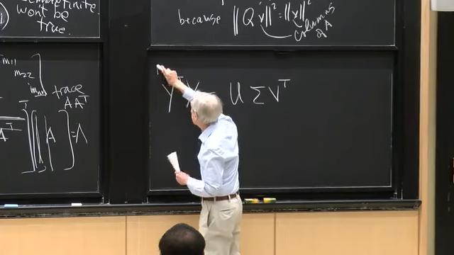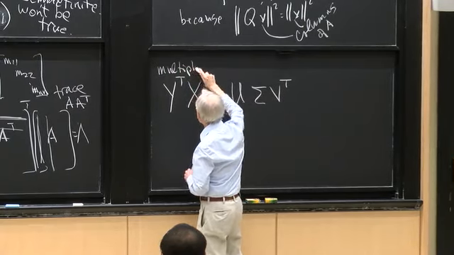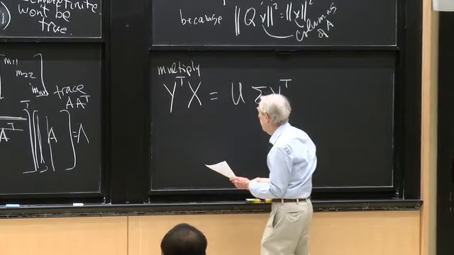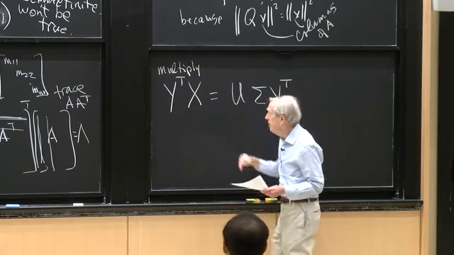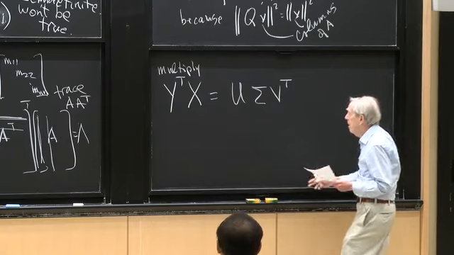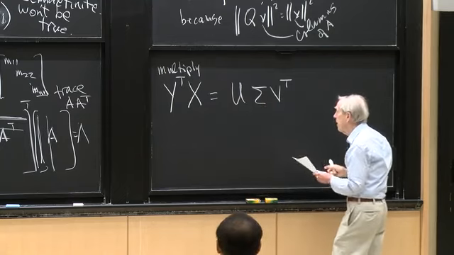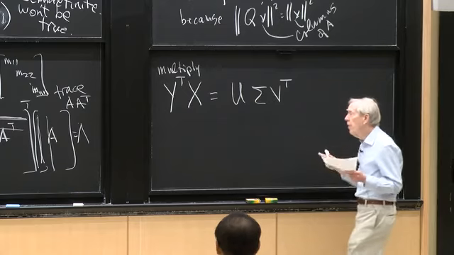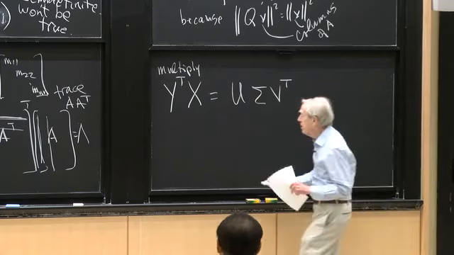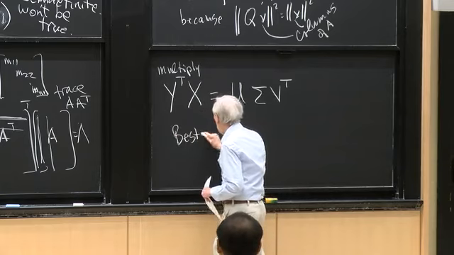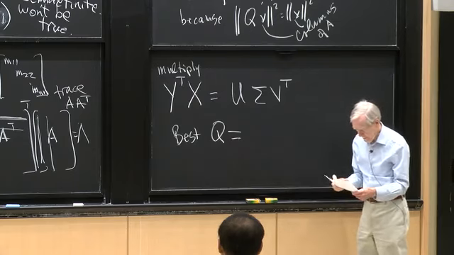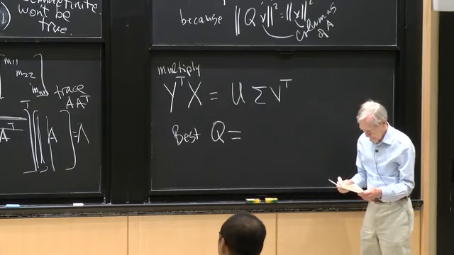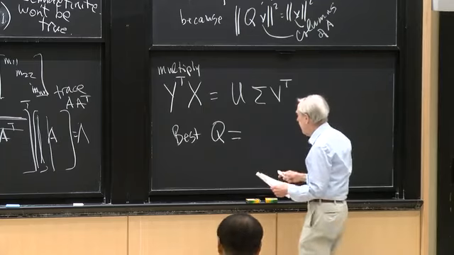So multiply the two bases that you're given. Of course, if Y was the same as X, if it was an orthogonal basis, you'd have the identity, no questions. But generally, it has an SVD, and we're looking for an orthogonal matrix. So the best Q is, I mean, it's the right time for expressions of amazement. It is U V transpose.